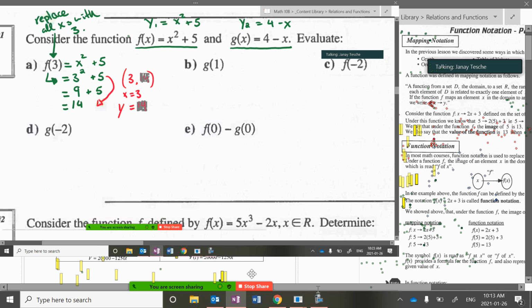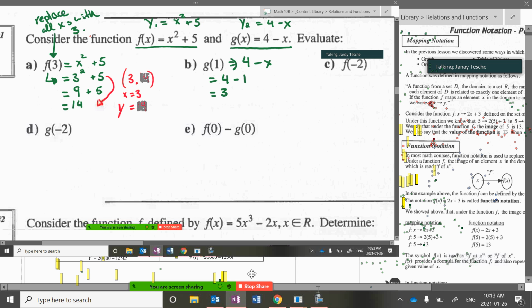Second example is g of 1. So now it's saying, let's use that second equation. So now I'm going to use the 4 minus x. Now it's going to become 4 minus 1. I'm just going to replace the x with the 1. 4 minus 1 is 3.